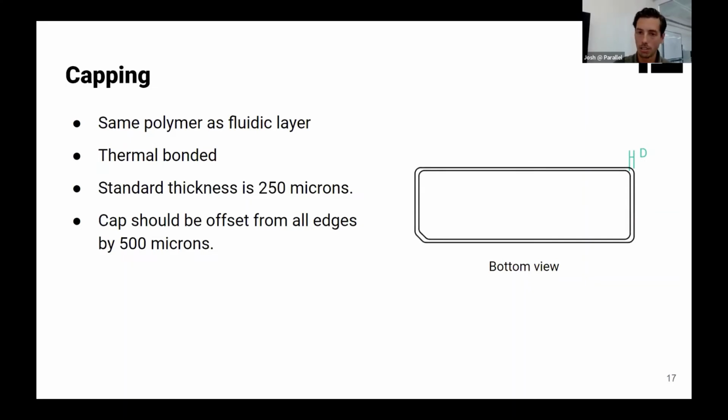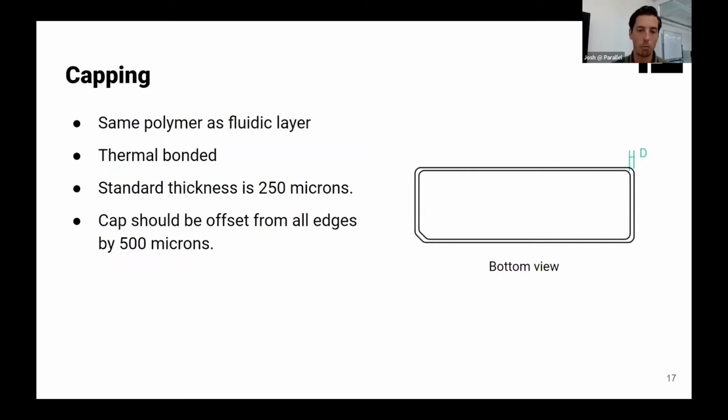The capping technique that we use here at Parallel is a thermal bonding technique. We're taking a thermoplastic sheet that's the same polymer as the base fluidic layer and thermally connecting it to the fluidic features. So we use heat and pressure to attach the two to each other. The standard thickness is 250 microns.